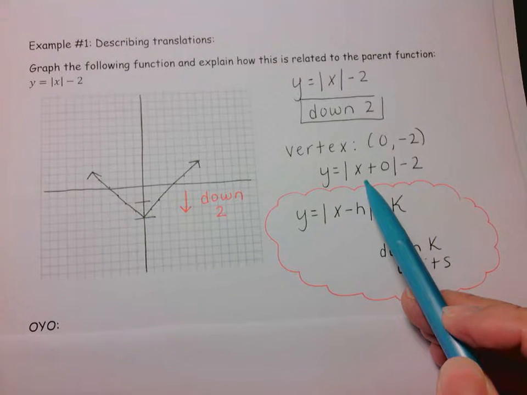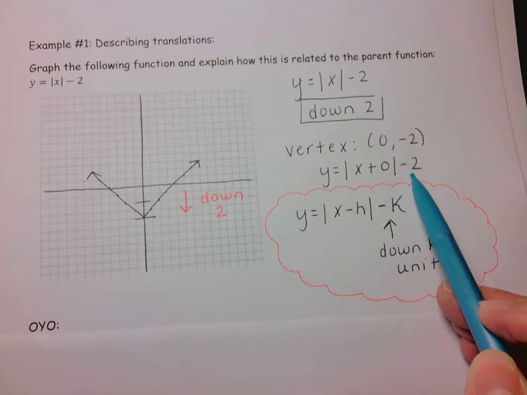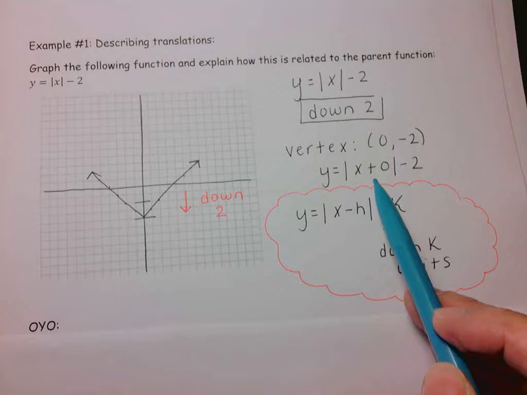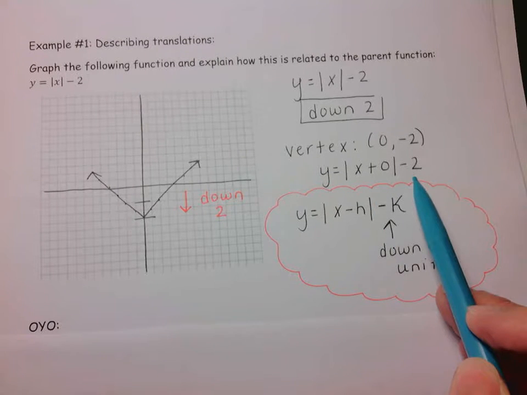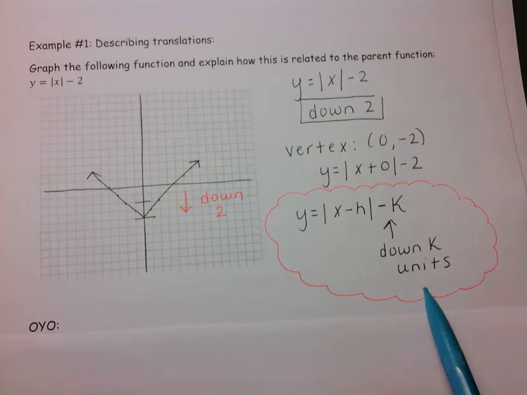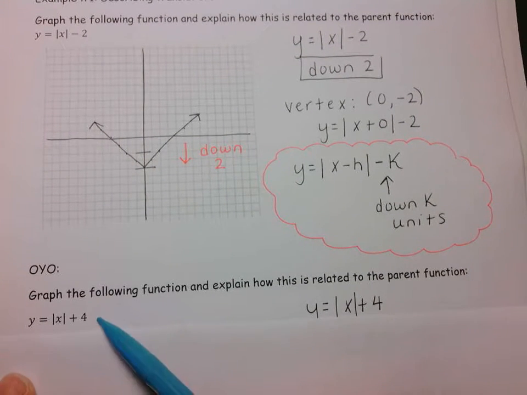Remember what the equation of an absolute value function tells us. It tells us just by looking at it where the vertex is. Here, the vertex is at 0, -2. Because this is the same thing as saying x plus 0. So the vertex is going to be at 0, -2. So whenever you have a situation where you have minus k, that means it's going to be shifted down k units. So now that I told you that, go ahead and predict what the graph of this equation is going to be, and how is this going to be related to the parent function.